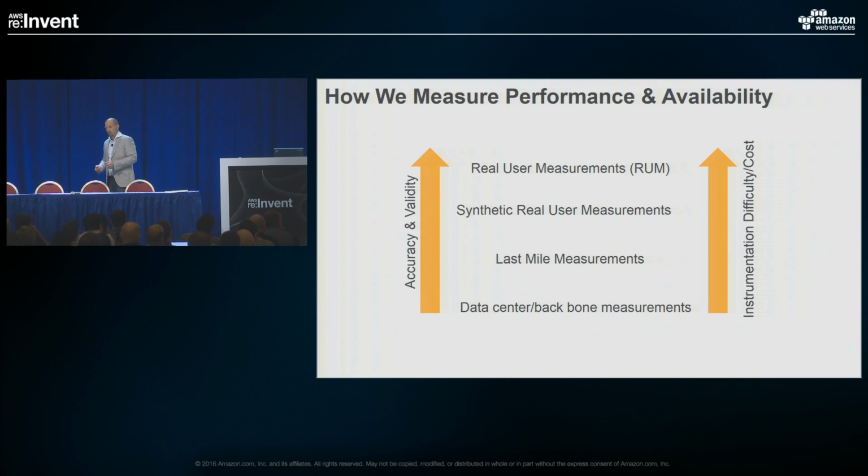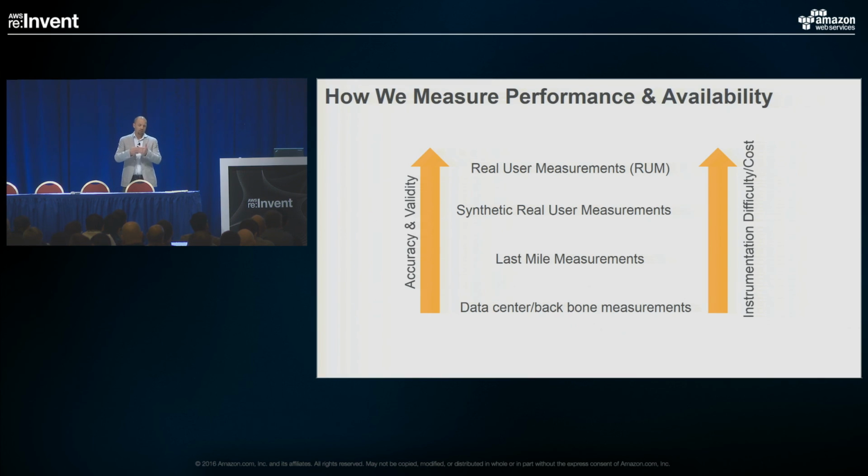So when you look at measuring performance, you can look at the network itself and what's called the data center or the backbone measurement. How fast is data transiting the CDN, internal to the CDN or back and forth to the origin? Well, that's one measurement, but it doesn't really tell you about what your customer is experiencing. So you go up a little bit and you say, well, tell me about the last mile.